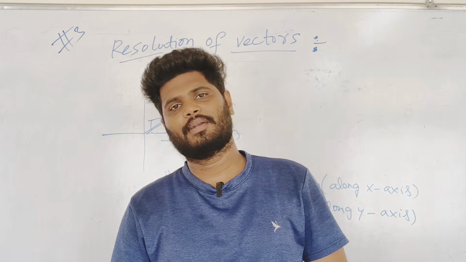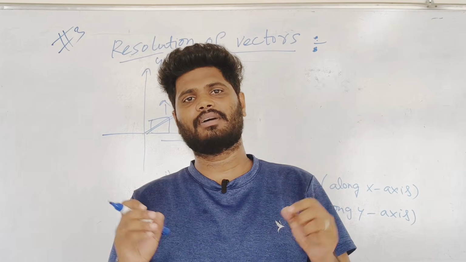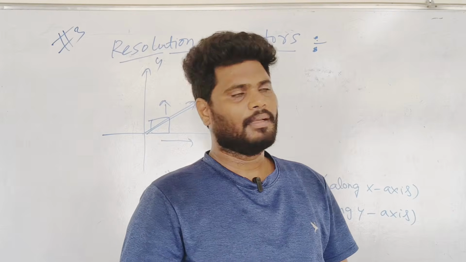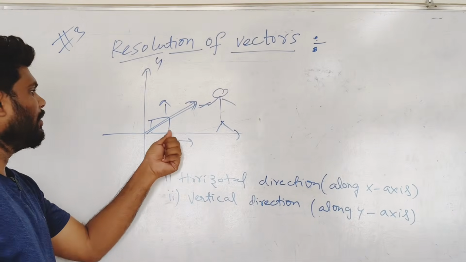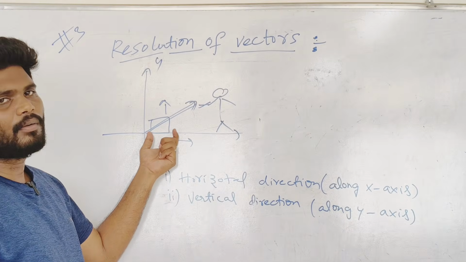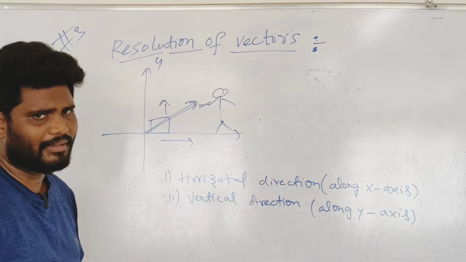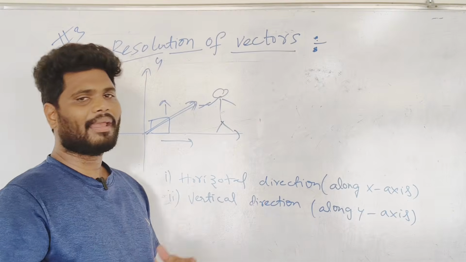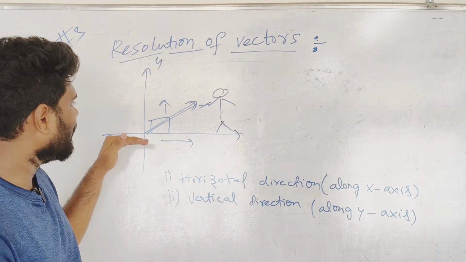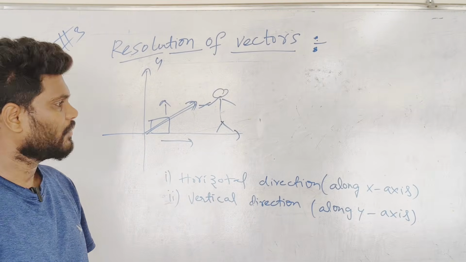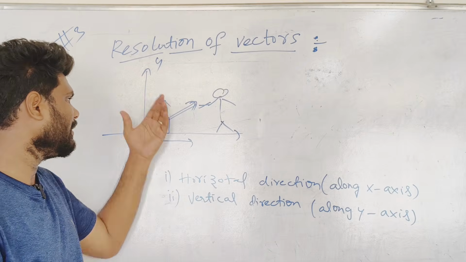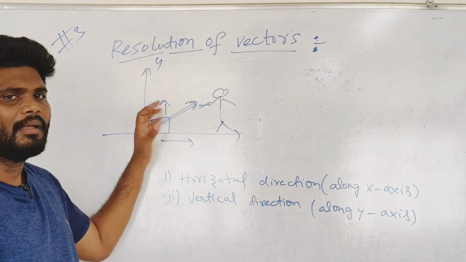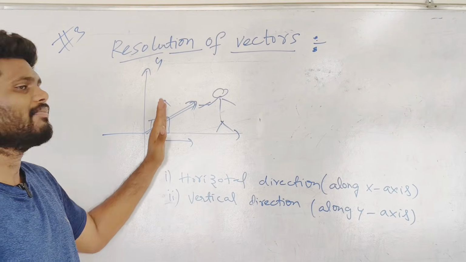Hi students, do you know what is resolution of vector? Let me explain. Think of a man pulling a trolley. What is happening here? We can see two things. In the horizontal direction along the x-axis, the trolley will move forward, and in the second case, in the vertical direction, that force slightly lifts up, right?